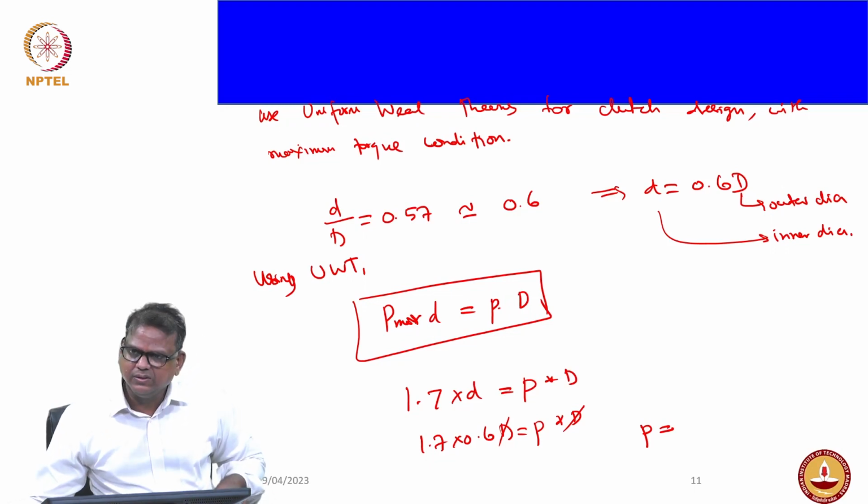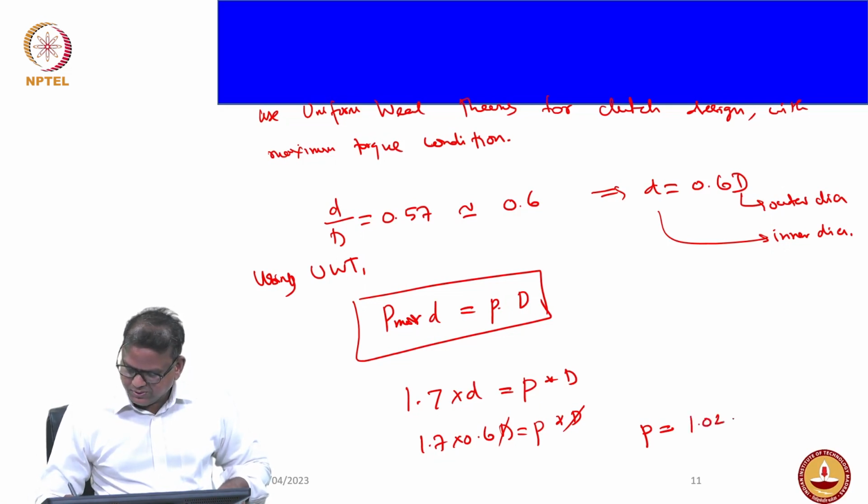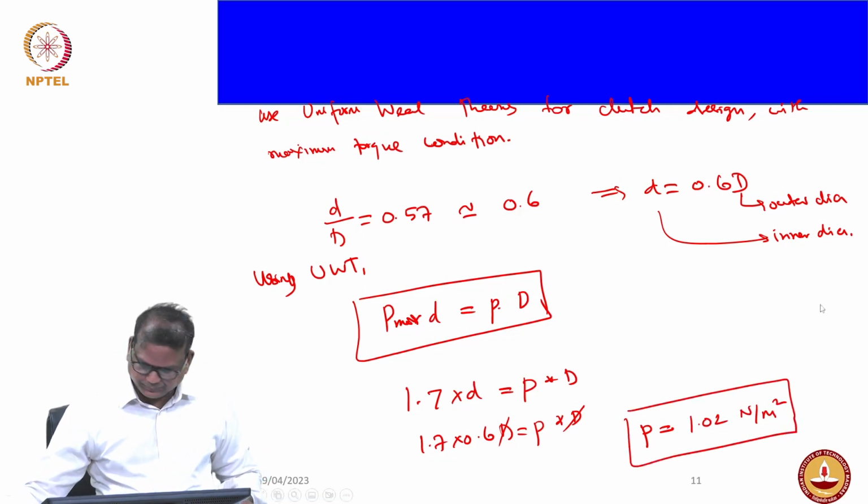How much? 1.02. Okay, so 1.02 Newton per meter square. So this is what you are getting. Now we need to find out the total activating load.